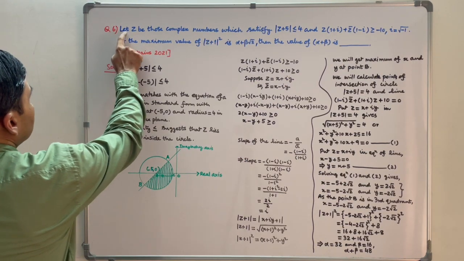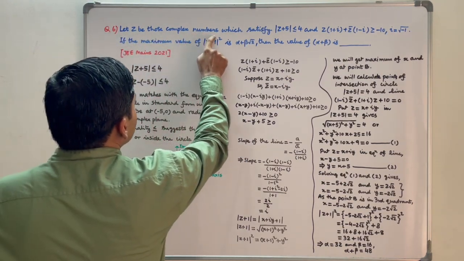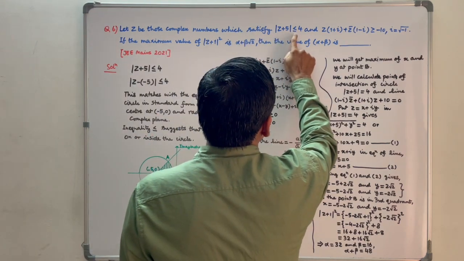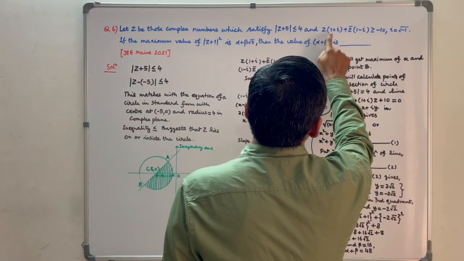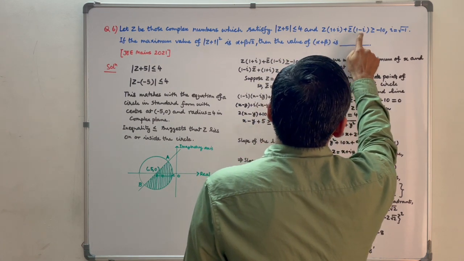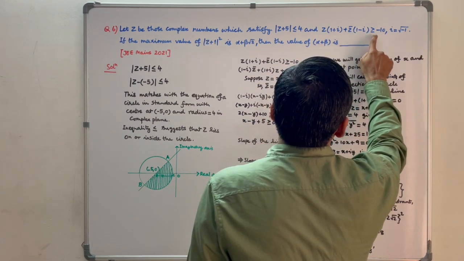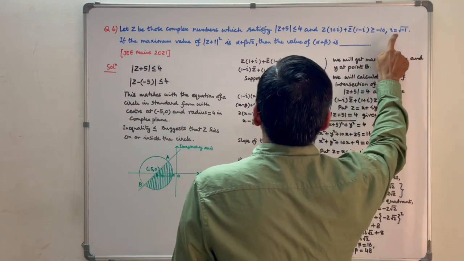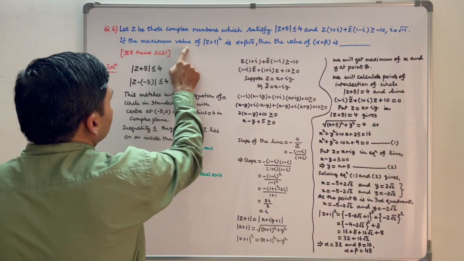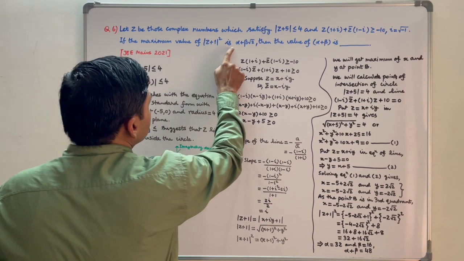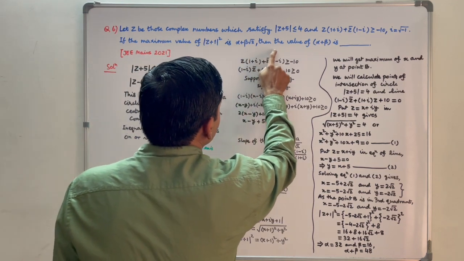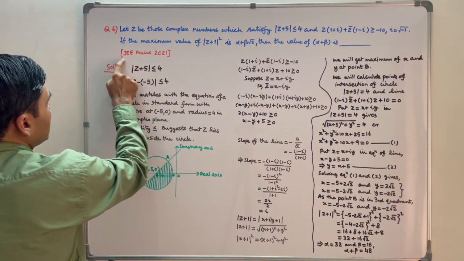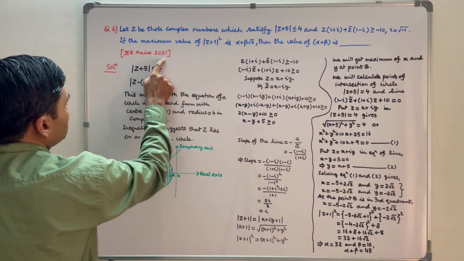Sixth question. Let z be those complex numbers which satisfy mod z plus 5 is less than or equal to 4 and z into 1 plus i plus z bar into 1 minus i is greater than or equal to minus 10, where i is equal to under root minus 1. If the maximum value of mod z plus 1 square is alpha plus beta root 2, then the value of alpha plus beta is. This question was asked in JEE Mains 2021.